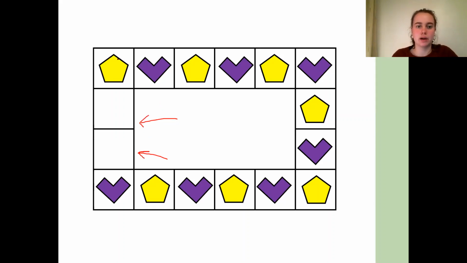Let's follow our pattern round. Pentagon. How many sides has this got? 1, 2, 3, 4, 5, 6. So that's a hexagon because it's got 6 sides. So pentagon, hexagon, pentagon, hexagon, and so on around the pattern.